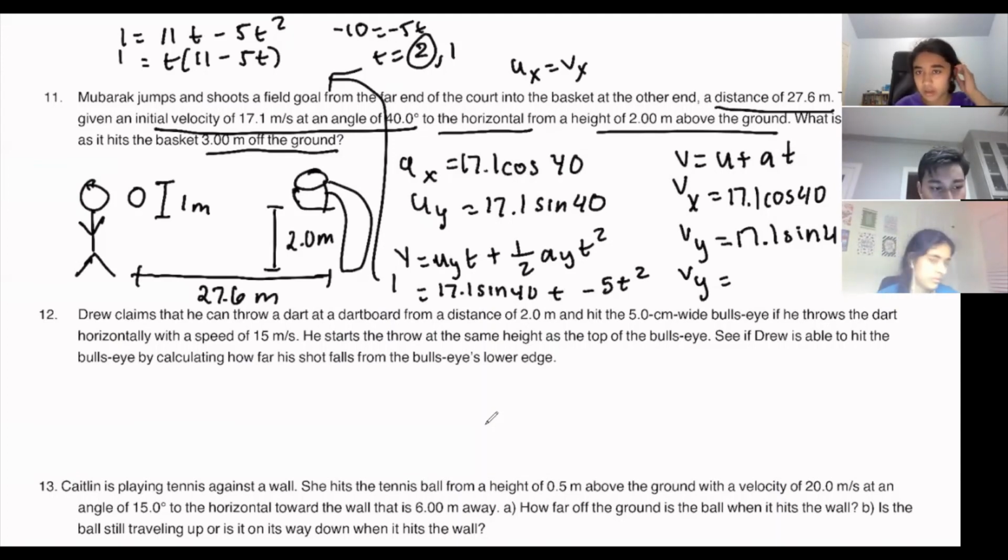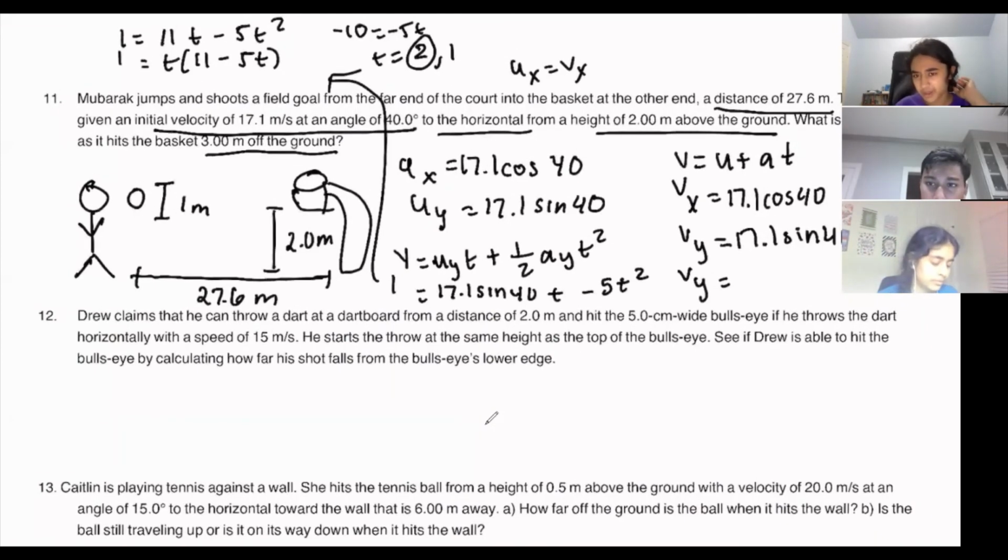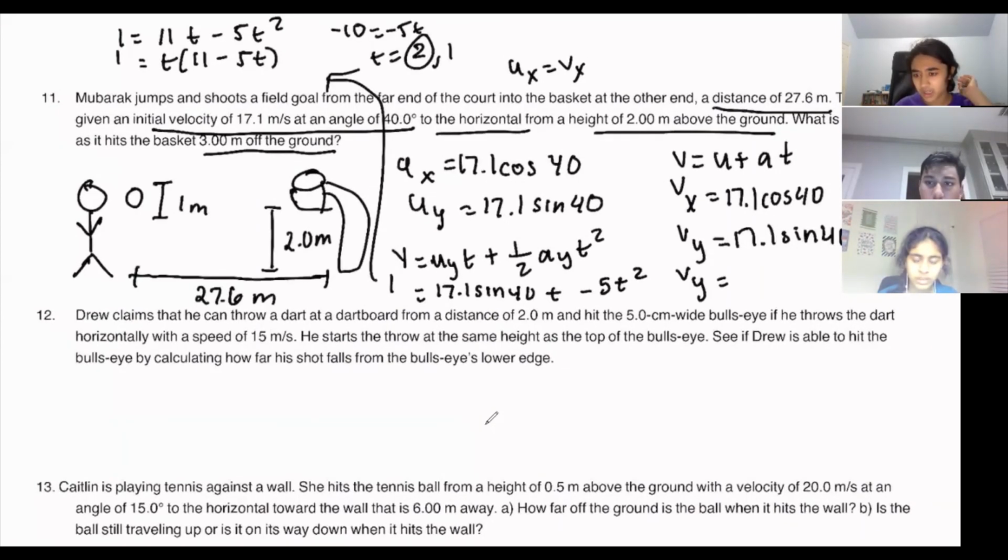Which one are you talking about? Are you talking about Vy? Yeah. So what did you do instead? Okay, what is t? It's 2.106. Okay. And then what's 17.1 times sine 40? 10.99. So make it 11. If you did 10.99 instead of 11, you would get 2.106 as t. Yeah. So you can write t as 2.106, like Shriya is saying.